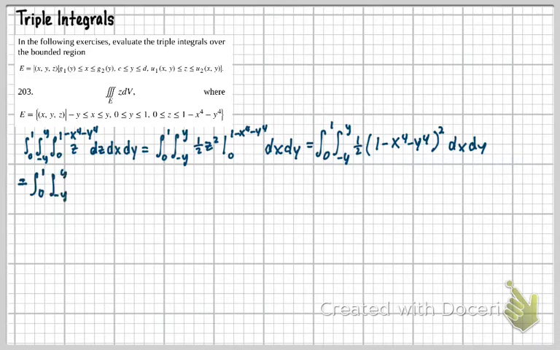Negative y to y. But we get 1/2 x to the eighth plus x to the fourth y to the fourth minus x to the fourth plus 1/2 y to the eighth minus y to the fourth plus 1/2. And we get dx dy.